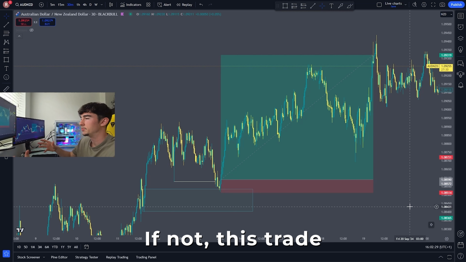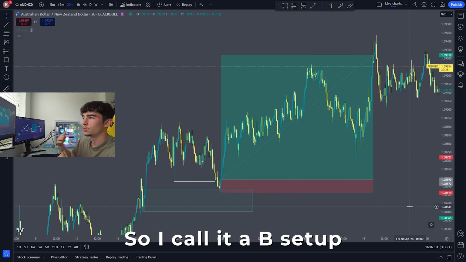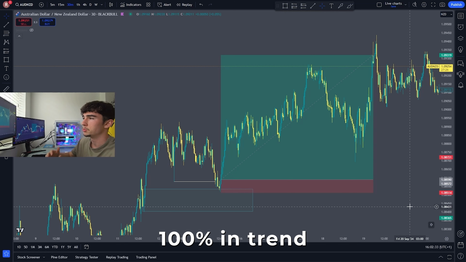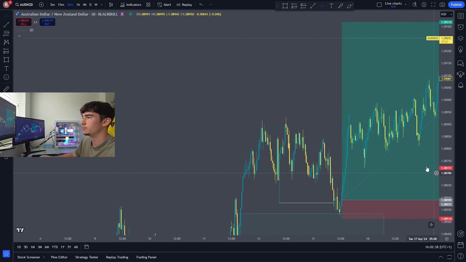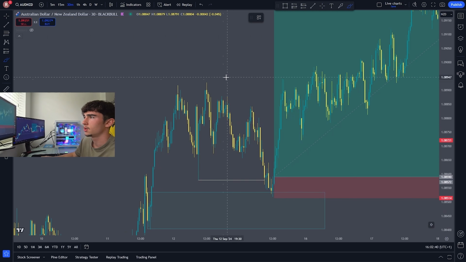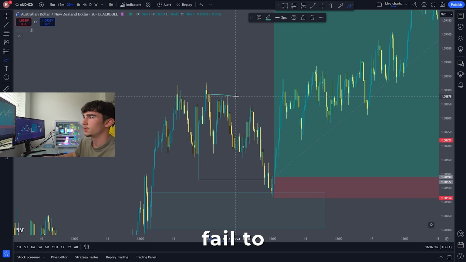If not, this trade was actually a bit more complicated, so I called it a B setup just because it's not 100% trend, it's for a potential reversal. On top of that, how it moved before coming to the zone wasn't very good. So if we look at this, it started to sort of fail, take out its own high a couple times, which was nothing for us to then not take the trade.